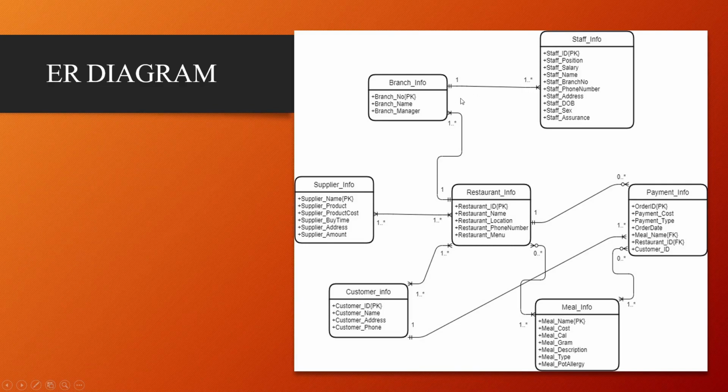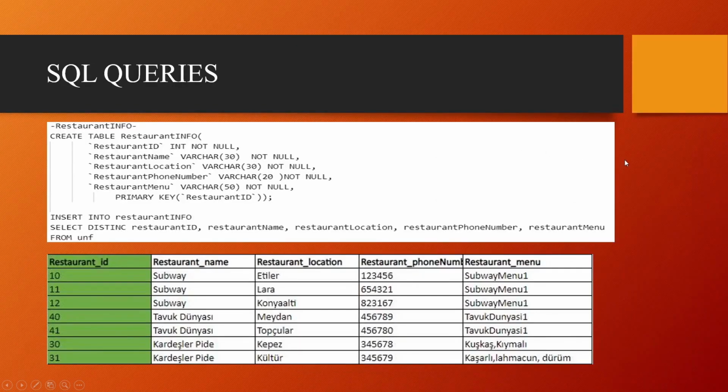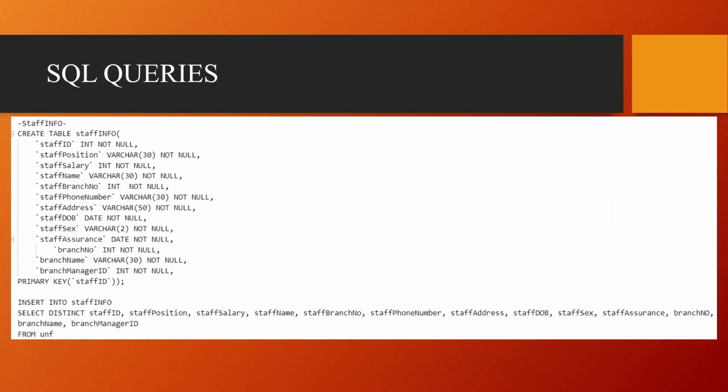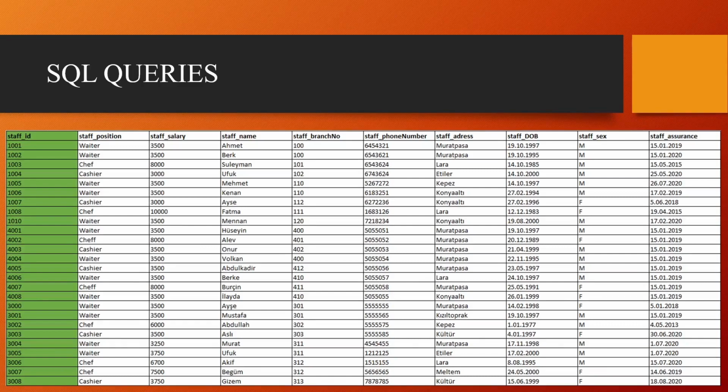I want to continue with our SQL queries and data initialization. In the next 9 slides, you're going to see how we create tables, views, and sample data in those tables. Here are the restaurant table queries and sample data. This is the supplier info table and the queries showing how the table is created. In the next 2 slides, we see the staff table queries and sample data. Staff ID is the primary key of the table.